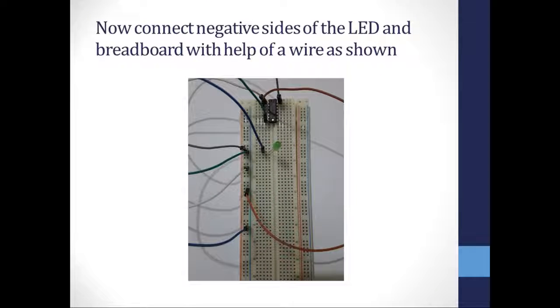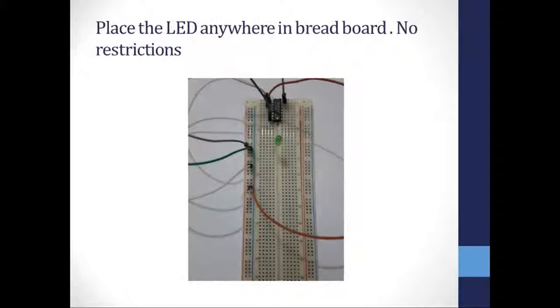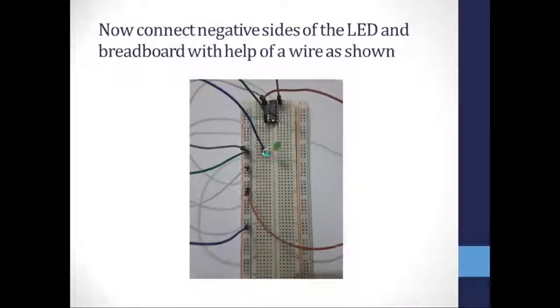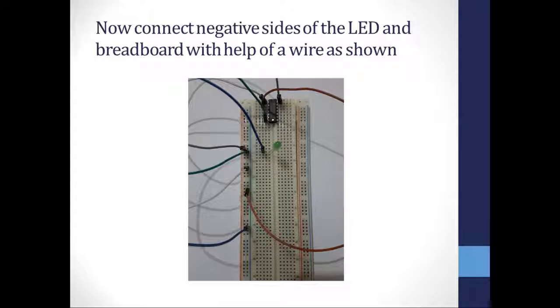Now connect the negative side of the LED. Just place the LED anywhere in the breadboard, no restriction. So again, I'm saying that I can place this LED here, anywhere. Now connect the negative side of the LED and the breadboard with the help of a wire.